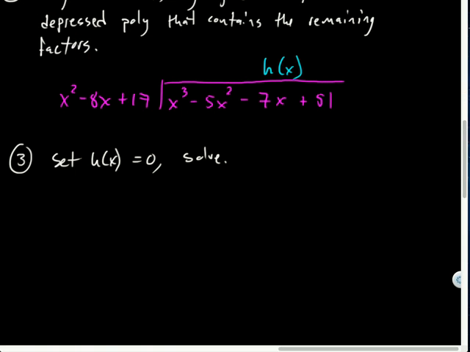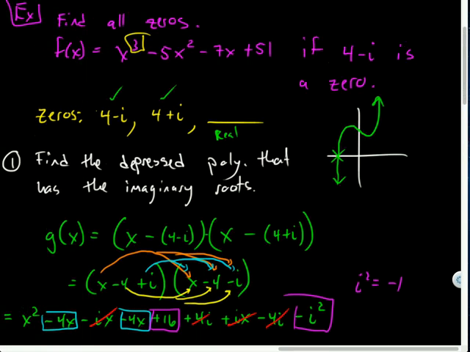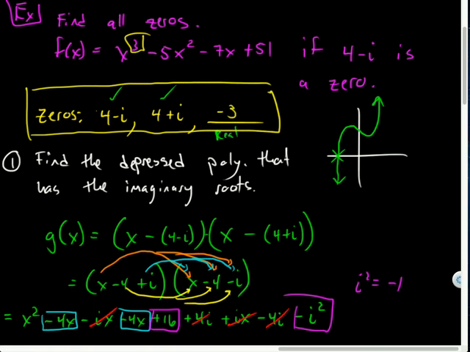So let's see. So h of x, I'll end up cheating here, ends up equaling x plus 3. So to solve, I'll set x plus 3 equal to 0, and I get x equals negative 3 as my remaining 0. So my 3 zeros end up being 4 minus I, 4 plus I, and negative 3. And those are all 3 of the zeros. Right? So this negative 3 came from my h of x little depressed polynomial.